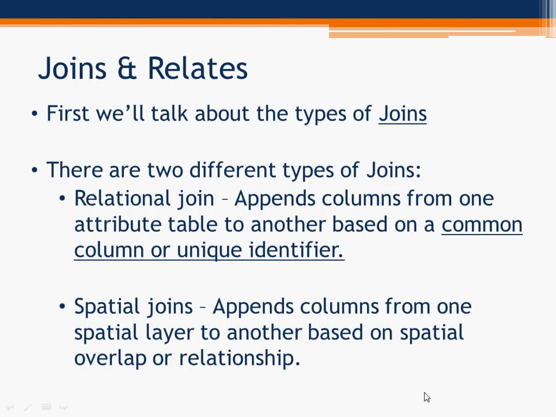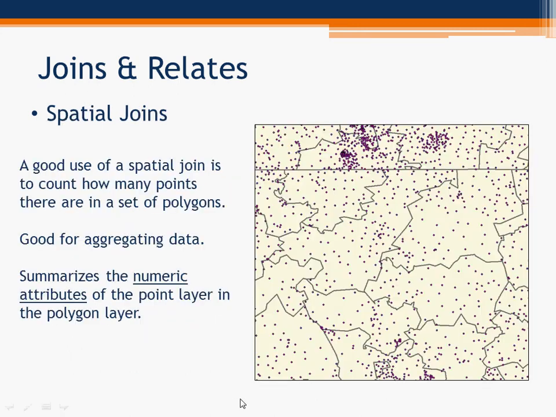The other type of joins that we talk about are spatial joins, where we append columns from one spatial layer to another based on their overlap or their relationship. Again, their topological relationship. So I have a screenshot here that gives us a little bit of context on how we would do a spatial join. Spatial joins are really good when you're trying to sort of quantify how many features from one layer, say these points, fall within the bounds of another layer.